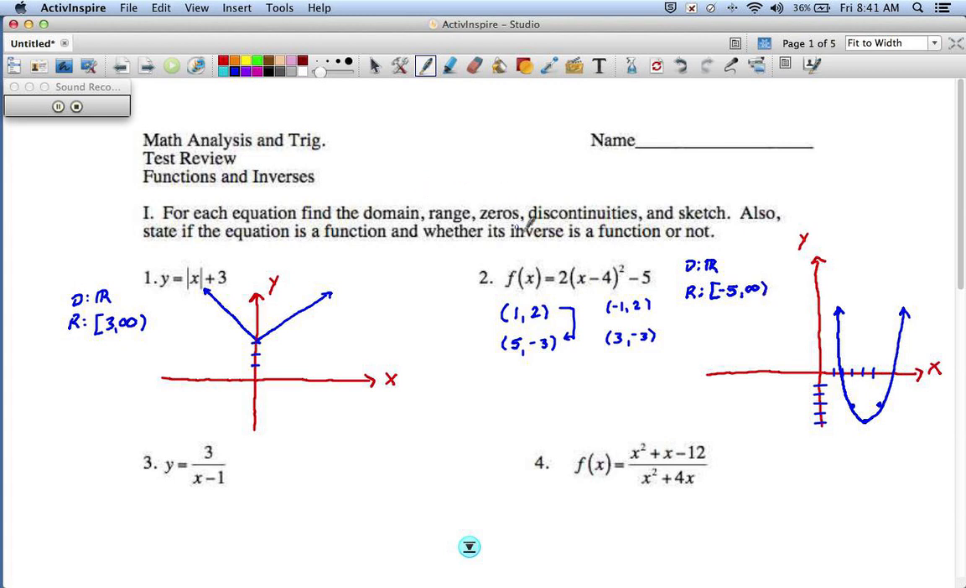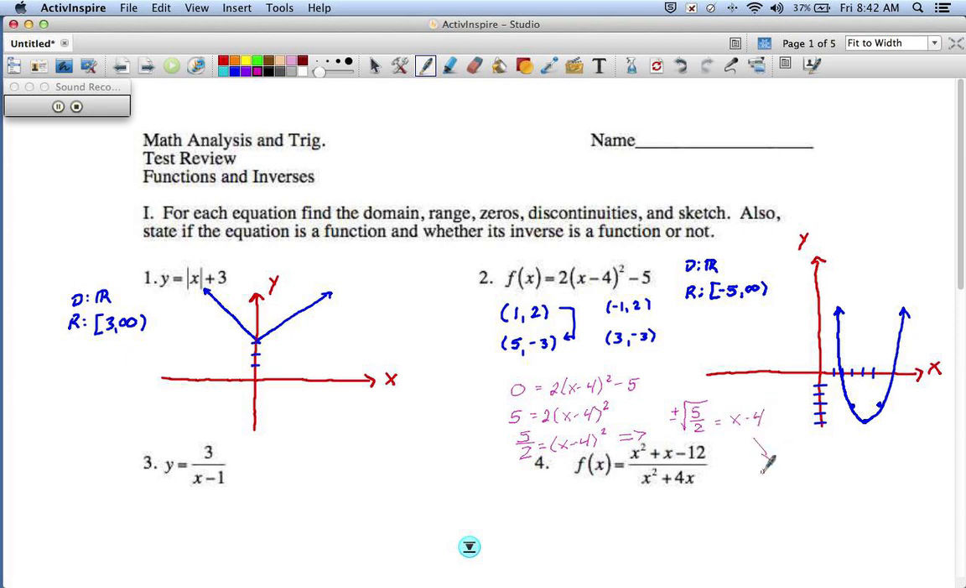Domain, range, zeros, we got to find that. So we got to set this guy equal to 0 here. So let's look at this. We'll set it equal to 0. We have 0 equals 2 times (x minus 4) squared, minus 5, that is a lovely color of pink there. So 5 equals 2 times (x minus 4) squared. Divide by 2, 5 halves equals (x minus 4) squared. I'm running out a little bit of room here. Now I'll square root both sides, plus or minus the square root of 5 over 2 equals x minus 4.